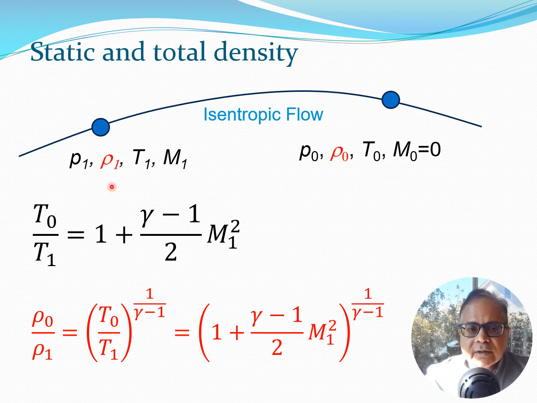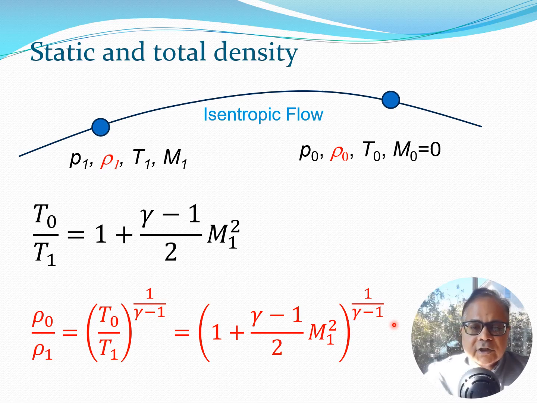So what happens to the density between point 1 and this point? Here it is rho 1 and here it has become rho 0. So again we turn to our equation for the ratio of the temperatures T0 by T1, and we use another isentropic flow relation, which was rho 0 by rho 1 equals T0 by T1 to the power 1 by gamma minus 1. By using this equation, I am immediately able to write this equation here. All I have done is plug T0 by T1 here, and so I have raised this whole thing to the power 1 by gamma minus 1.